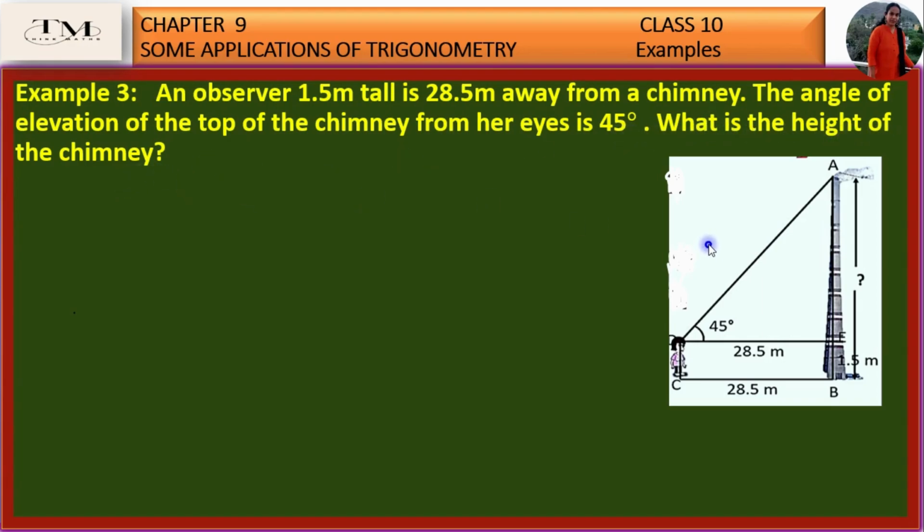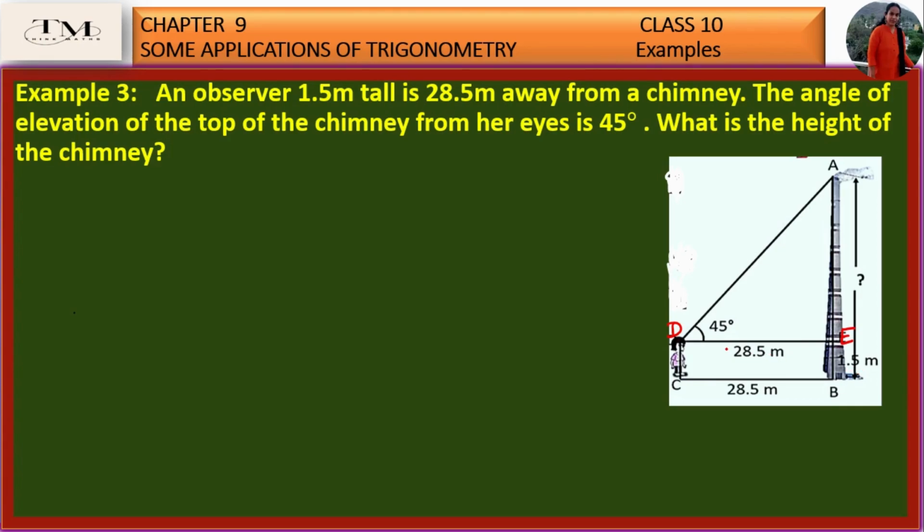So this figure is given here. AB is the chimney and CD is the observer. What is given? An observer 1.5 meter tall. So CD height is 1.5 meter. We have drawn a line BE parallel to CD. So BE will also be 1.5 meter. So this is E and this is D. CD is the observer, the same line is here, so BE will also be 1.5 meter.